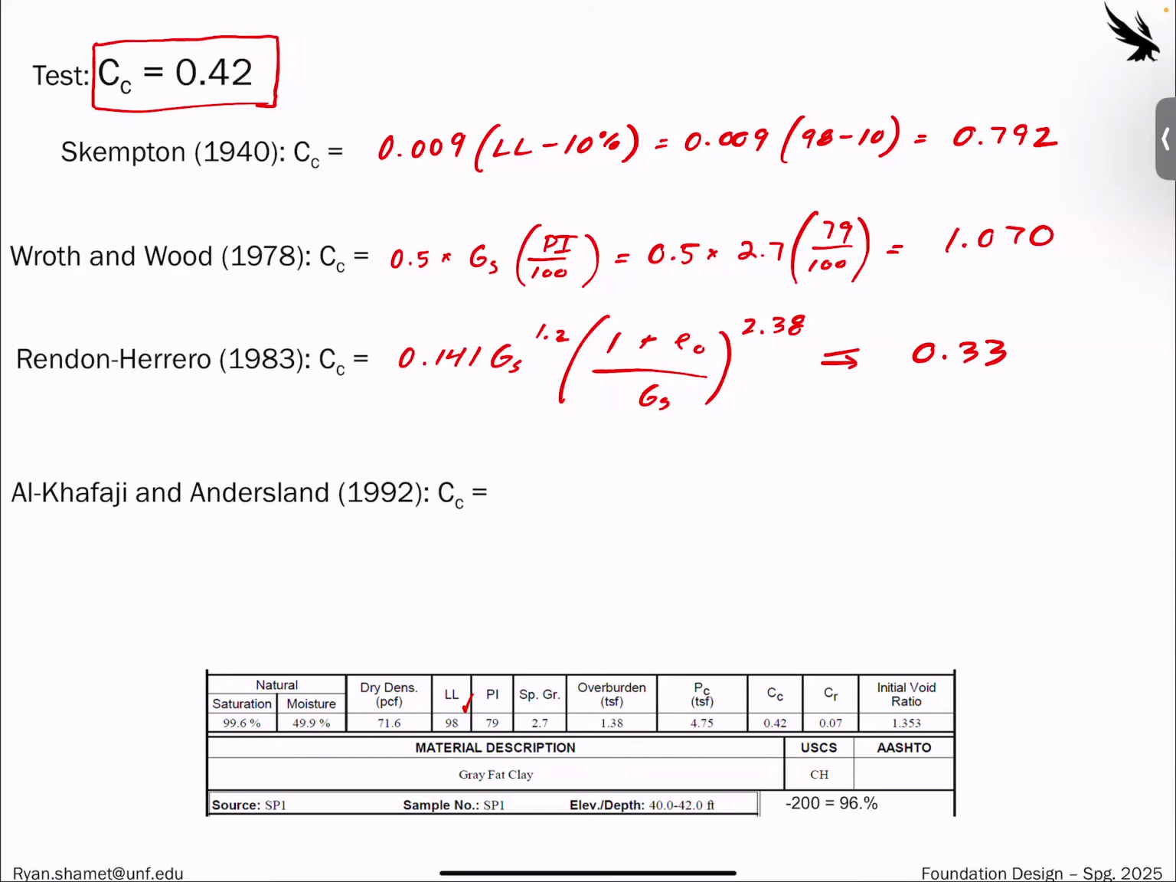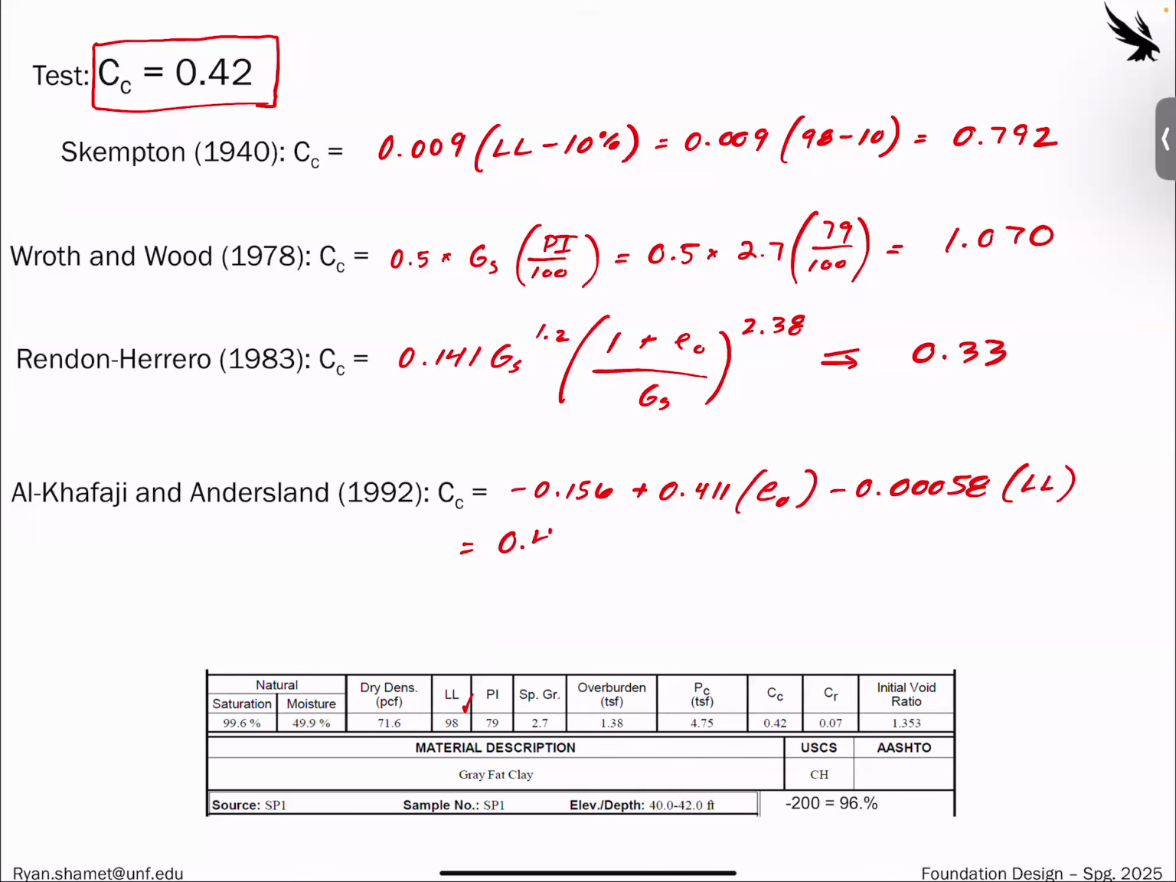And then these people, Anderson's. Not even going to try to say that. This one was empirical as well. 1.56 plus, so just a higher order polynomial. And it was the overburden pressure. Wait, what was it? Oh no, the initial void ratio. And then minus 0.0058 times the liquid limit.